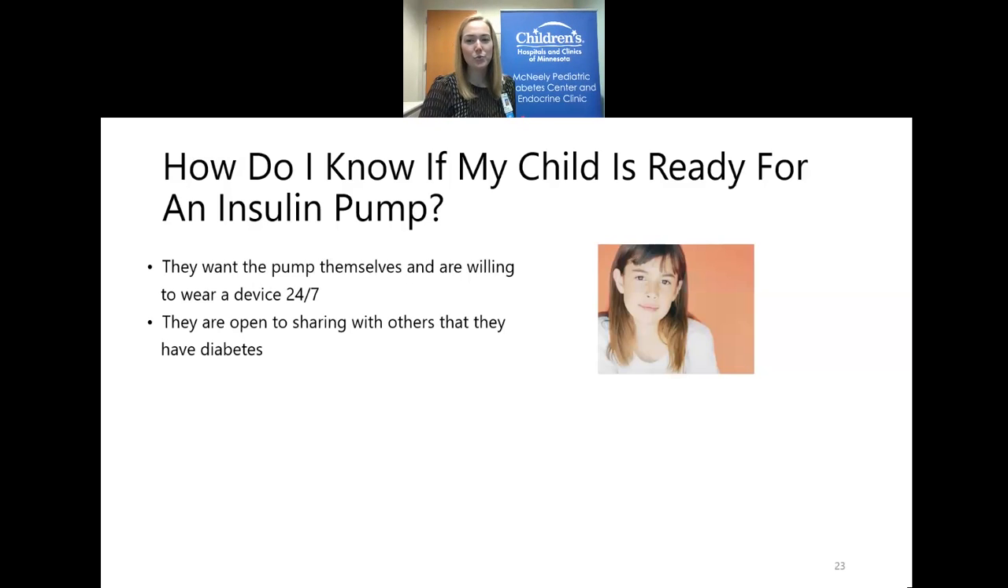Another thing is we do want them to be at least relatively open to sharing with people that they have diabetes, or they're okay with people asking them questions, because diabetes in general is kind of an invisible disease. When you start wearing diabetes tech, pumps, sensors, it becomes visible. I'm sure that you CGM users have noticed that people ask you questions about it. They can see what's on your arm. They want to know what it is. And the same thing happens with pumps. People want to know what they are.